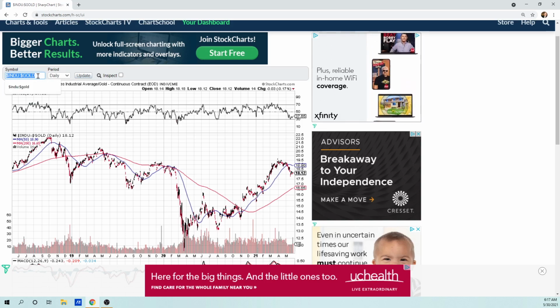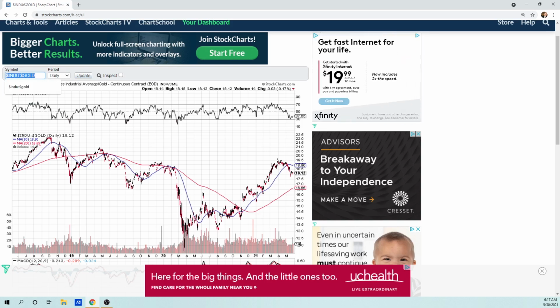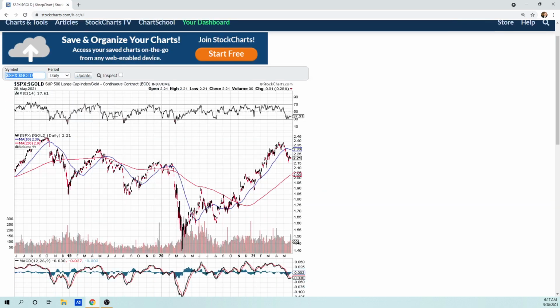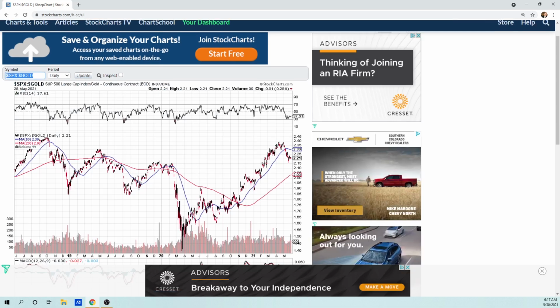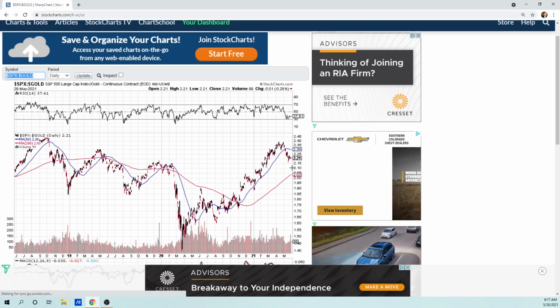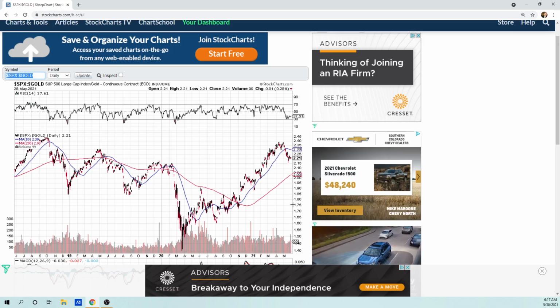And you can also do the S&P 500. That's, I think, $SPX, $SPX to $gold. So that would be the S&P 500 to gold. We got a trend line coming through here, broke to the upside, and now we're kind of pulling back. Again, I think this is going to pull back over the long term, perhaps not the short term.